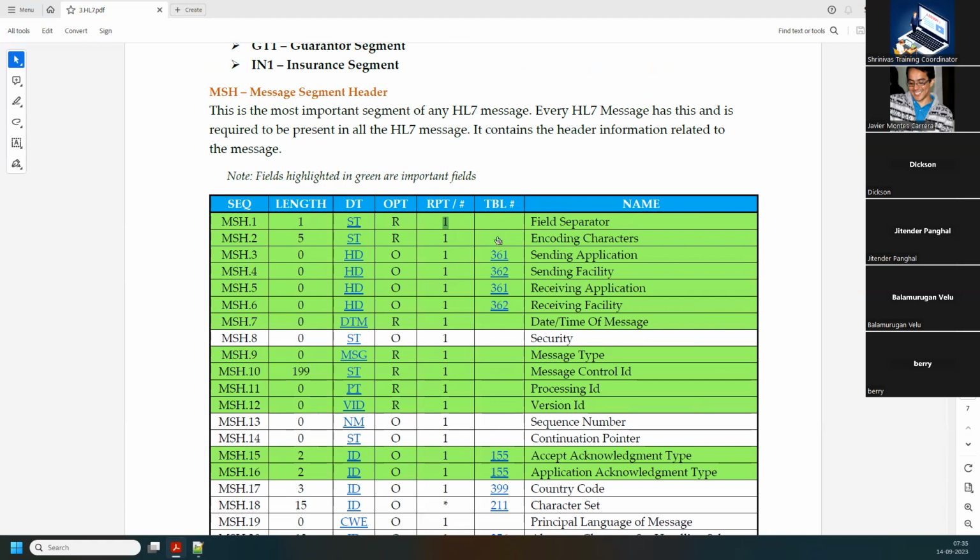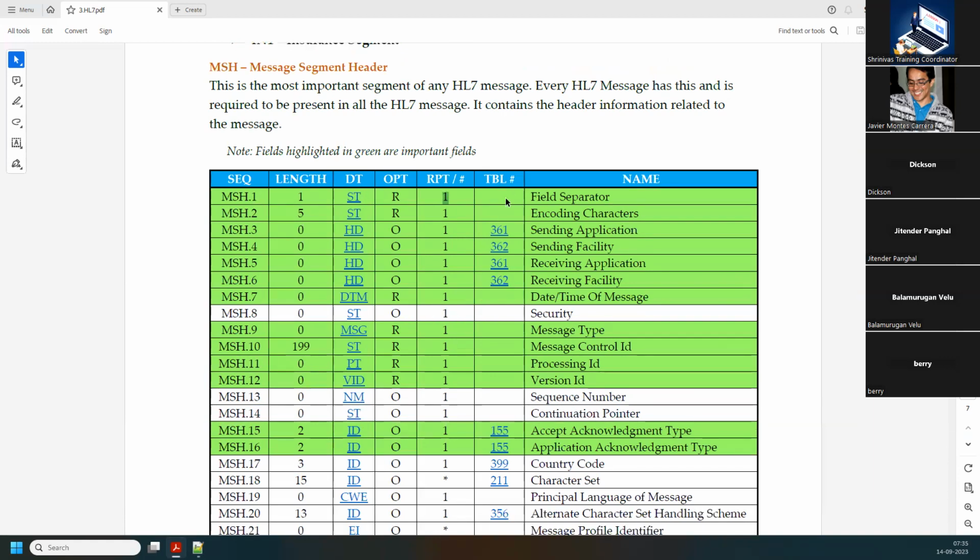Next, you have table. Table represents that a few of the fields are associated with a table, meaning there will be hundreds of possible values that you can have for a certain field, and you can use one of those values. So if we have such a scenario where you have to get the value from one of the tables, then those tables are represented with a table number here in the table field. Okay, we will look at examples for these as we progress in the PID segment.